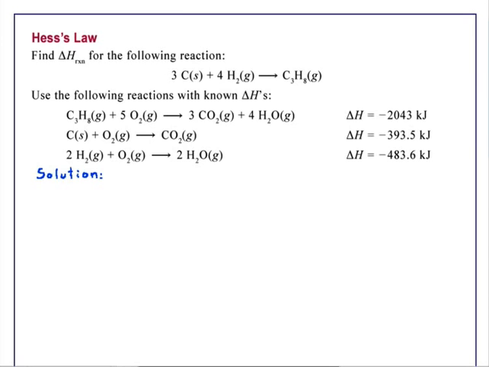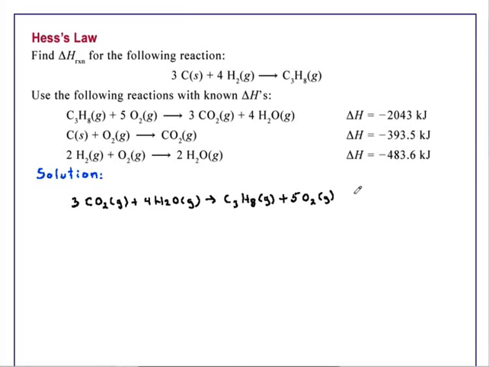So starting with the first reaction, we see we have C3H8 gaseous as a reactant. However, we want it as a product in the equation of interest. So we have to reverse this reaction and write it as 3 CO2 gaseous plus 4 H2O gaseous react to form C3H8 gaseous plus 5 O2 gaseous.